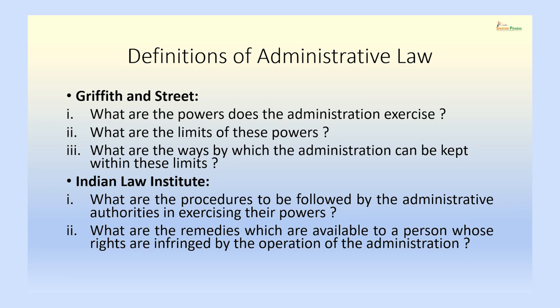administrative law is the law which provides for the procedure to be followed by administrative authorities in exercising their powers, and administrative law is the law which tells us about the remedies which are available to a person whose rights are infringed by the operation of the administration. If these two questions are added to the definition proposed by Griffith and Street, then administrative law becomes the law which gives the answer to five questions.